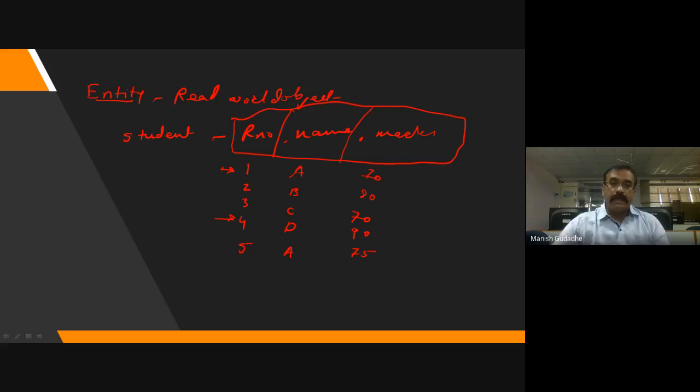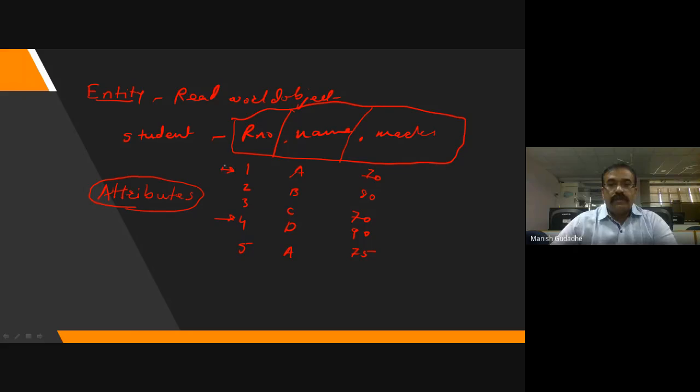These properties are called as attributes. Okay. In DBMS, we call object as an entity and property of that object as an attribute. Okay. So remember these two terms, entity and attributes.